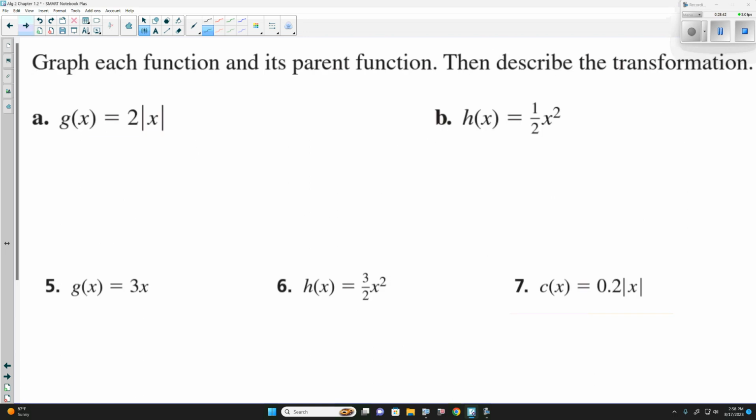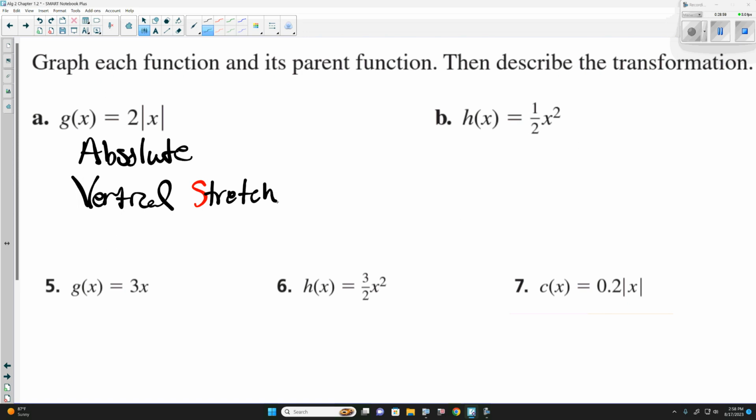So if we look at this first one here, g of x, this would be absolute. It would indeed be a vertical stretch of what? Two. Because we know it's a vertical stretch because the value of a is 2. 2 is greater than 1. And to describe how much it's being stretched by, we just use that number. Questions on this here? Let's look at the next one.